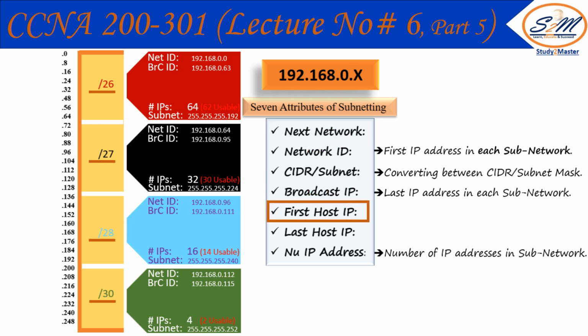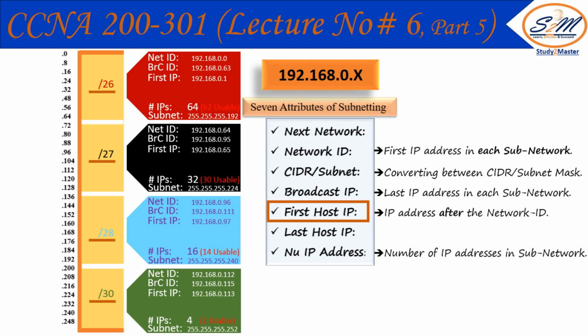What is the first IP address? The IP address after the network ID is called the first usable IP address in each subnetwork. How do we identify the first usable address? We just add one to the network ID. So the first network is 192.168.0.1, the second network is 192.168.0.65, the third network is 192.168.0.97, and the fourth network is 192.168.0.113. These are called the first IP addresses.